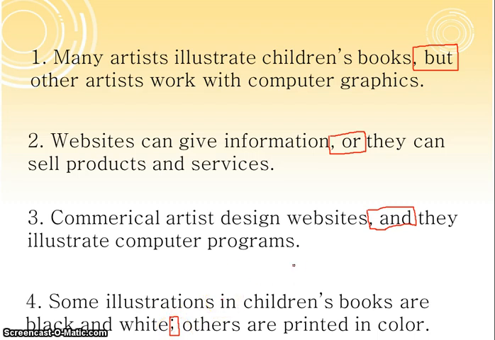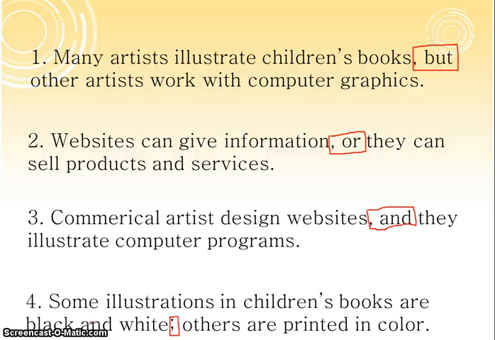Now, if you read this, you can actually change your semicolon into a comma and a conjunction. We can use and here. Some illustrations in children's books are black and white, and others are printed in color. You can also use but to show that there's a difference as well. Some are in black and white, but others are in color.